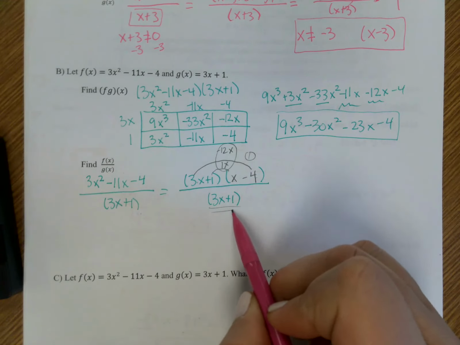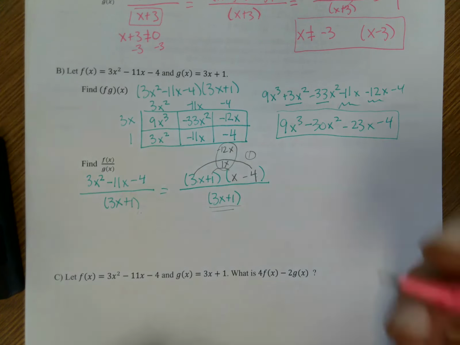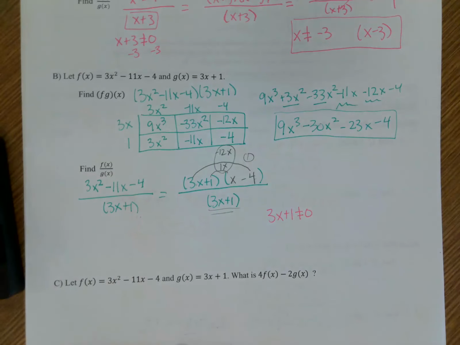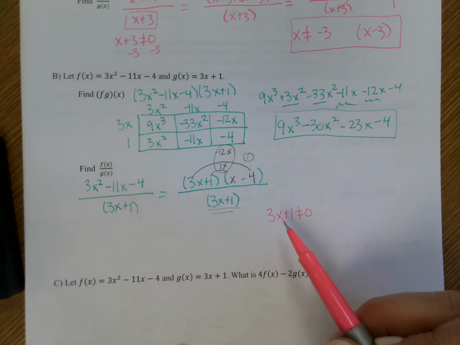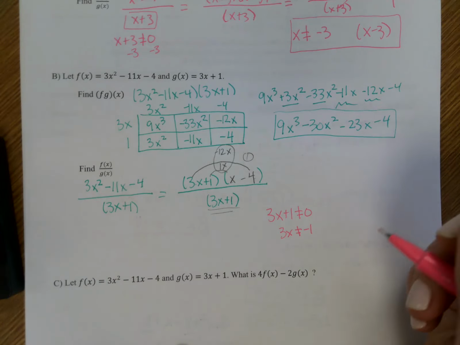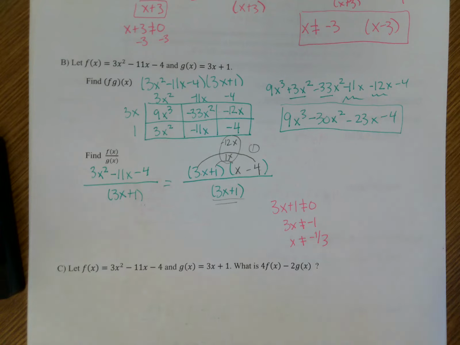Now I want to look at this bottom portion. That's the part that cannot be equal to 0. Why? Because you can't divide by 0. So if I want to see what x cannot be equal to, because this whole shebang cannot be equal to 0, I first would subtract over the 1, and then I would divide over the 3. So x cannot be equal to negative 1/3.